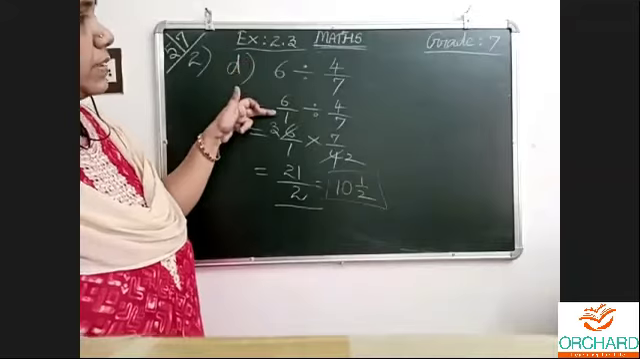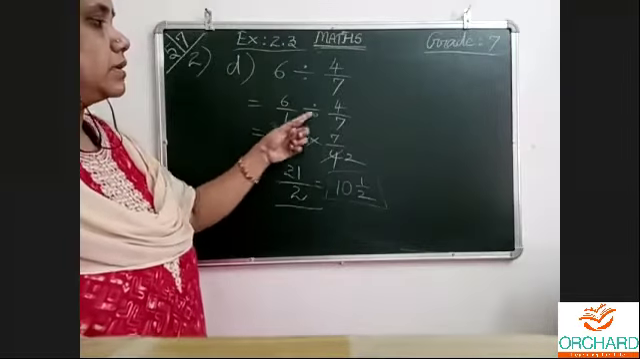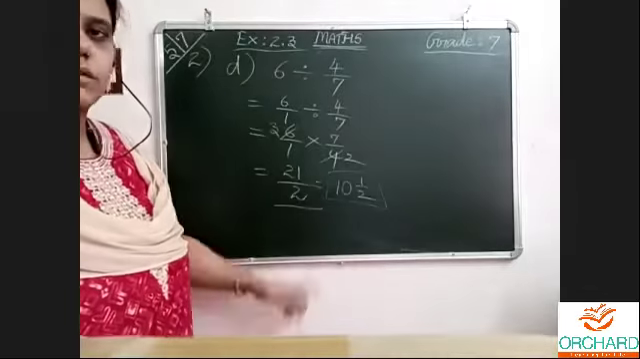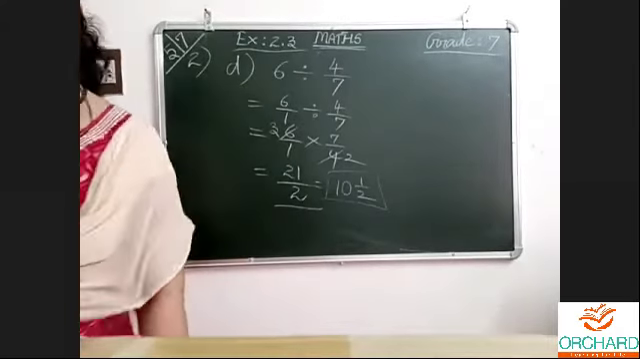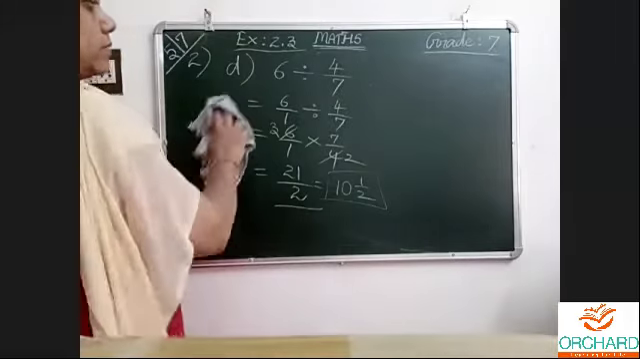This is step number 1, step number 2. Step number 1 is to write with the denominator 1. Step 2 is to change, then to do the striking. Getting done. Then let us do the G and H.